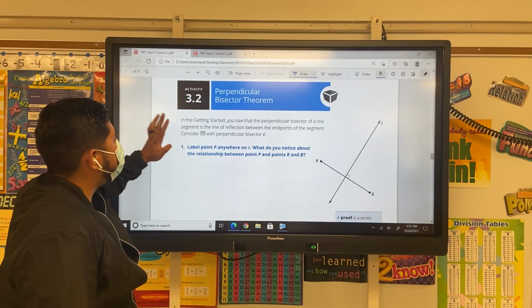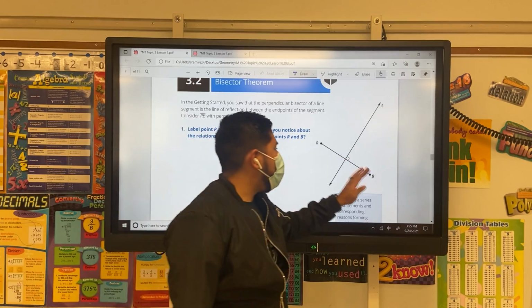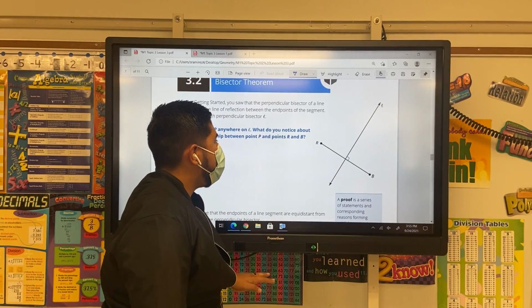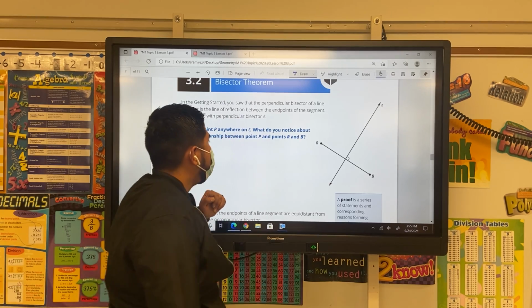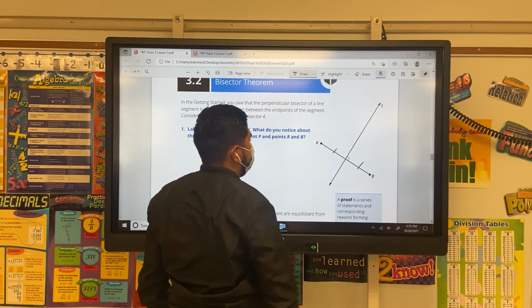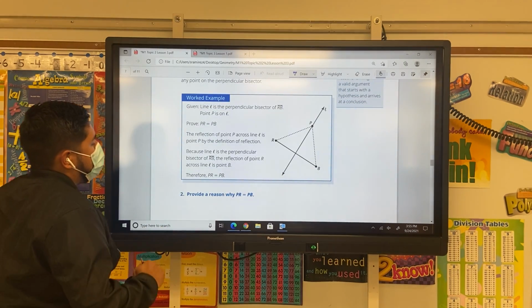Of course, here's the theorem. Gonna rush through this a little bit. Our segment RB is being perpendicular bisected right in the middle, creating that 90-degree angle. We should know that this is the same as this, and we're gonna talk more about it. This is a perfect example.